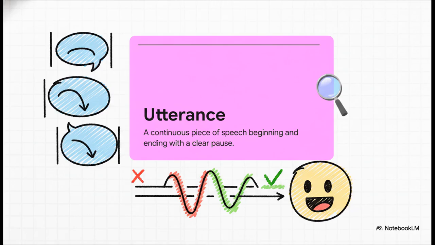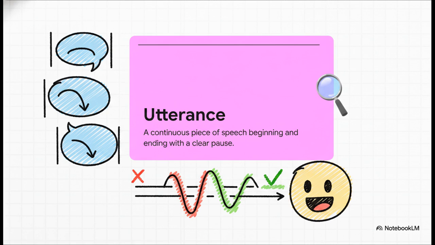Moving right along to Section 2, Form and Function. Okay, we know what pitch is, but how do we actually observe it and figure out what it's doing? Well, we need to look at the shortest pieces of speech possible, using two very specific definitions. First is an utterance. This is simply a continuous piece of speech beginning and ending with a clear pause. We'll be looking at one-syllable utterances today.